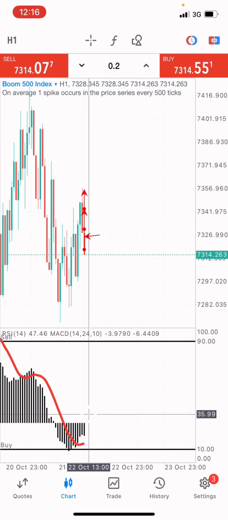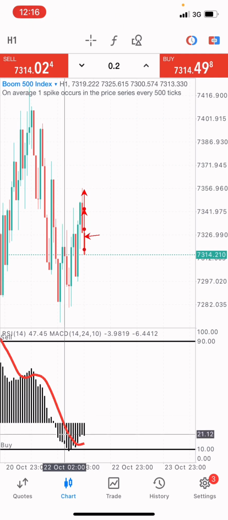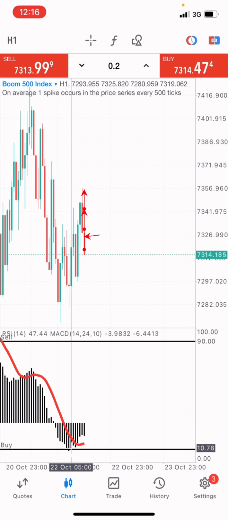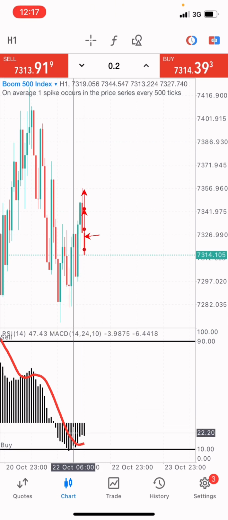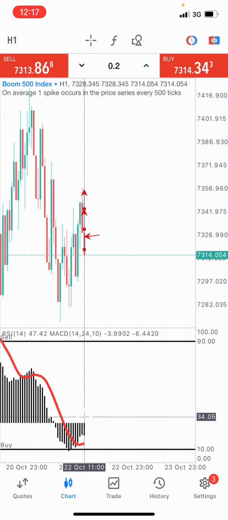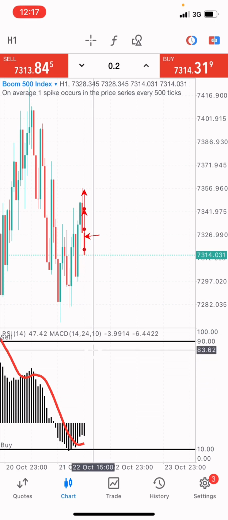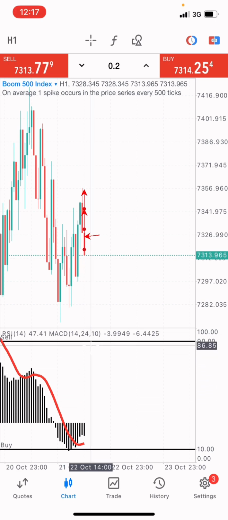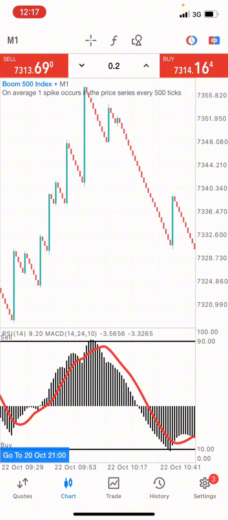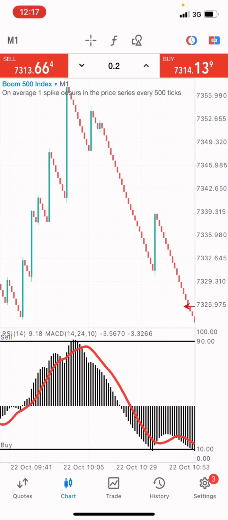Remember that this Boom 500 Index on the 1 hour time frame, look at it. When you got to this point right here, the spike comes in. When it's going upwards, having started creating the first upward trend of the MACD, the spike would come. So we're seeing a huge spike that will come into this market soon on the 1 minute time frame, and also on the 1 hour time frame as well.